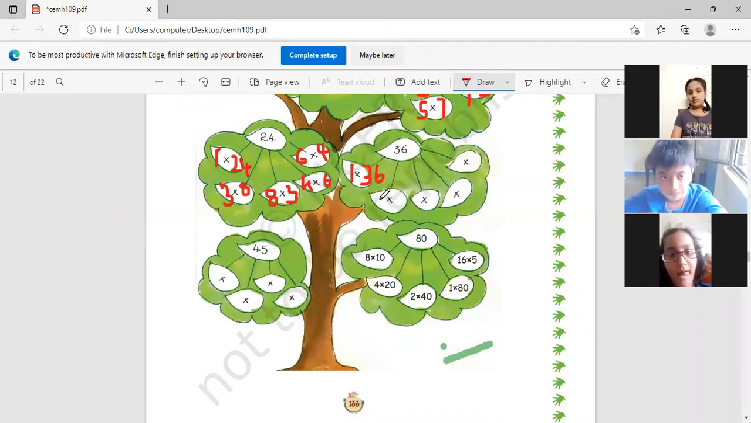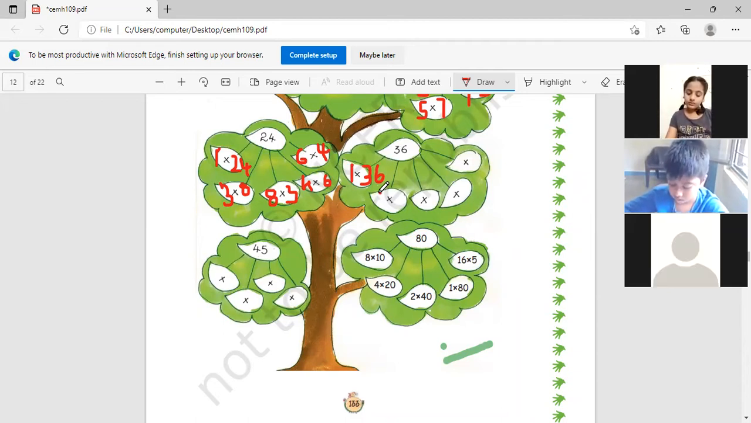Okay, good. Another one? 4 table. Do you know, Vivek? Read the 4 table. 4 1s are 4, 4 2s are 8, 4 3s are 12, 4 4s are 16, 4 5s are 20, 4 6s are 24. Yes. 4 7s are 28.